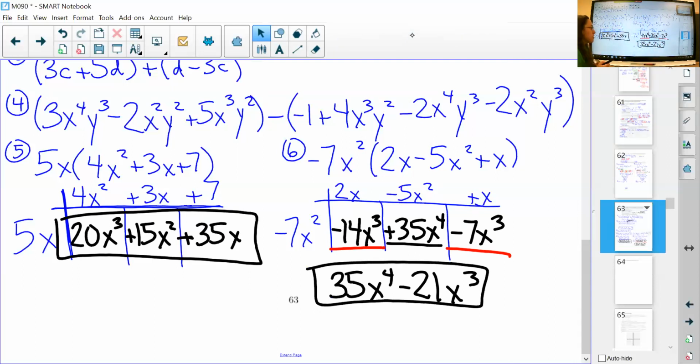What I'd like you to do next is go back, look at this second factor, 2x minus 5x squared plus x. We combine like terms down here. What if you combined like terms up there? Try it. Take this expression, combine your like terms first, and then you'll have some easier calculations. You should get the same answer.